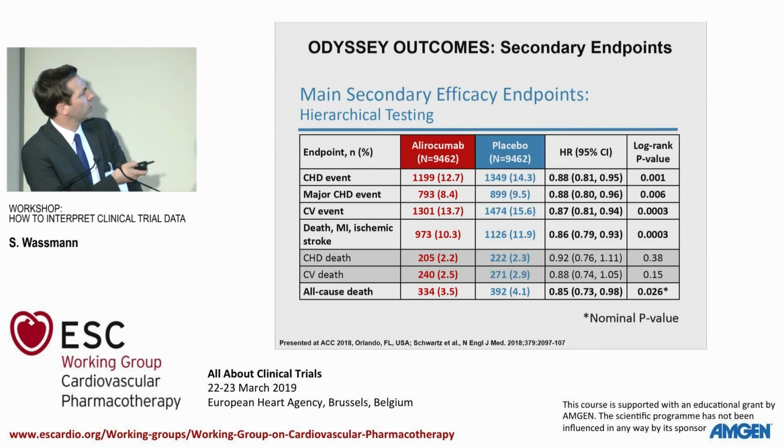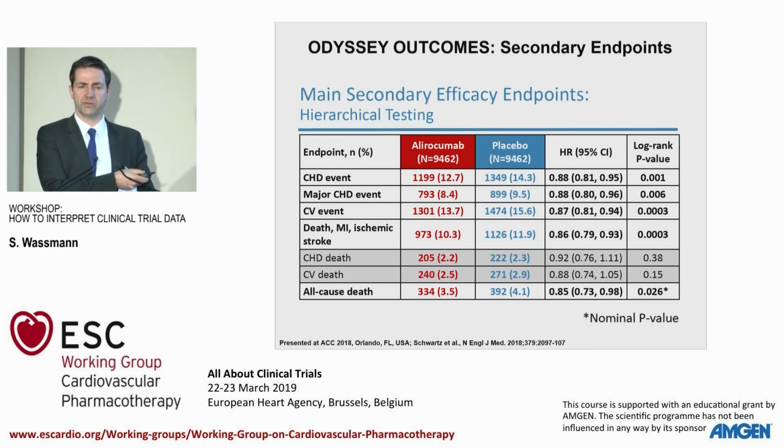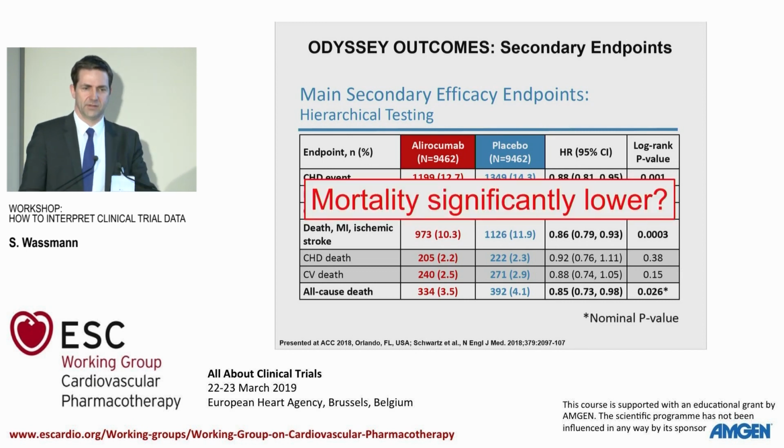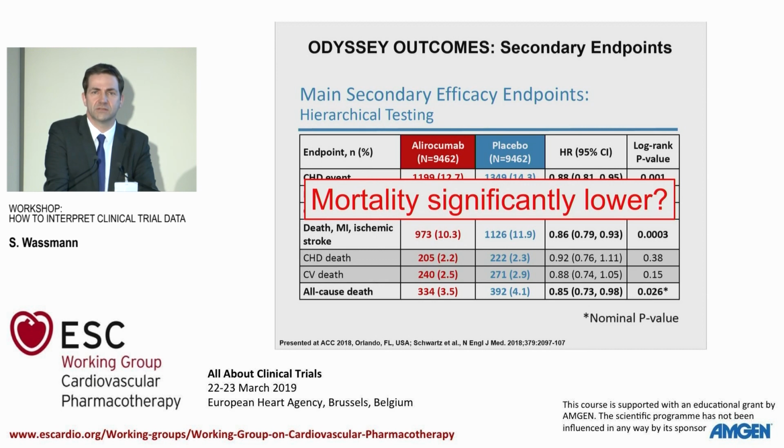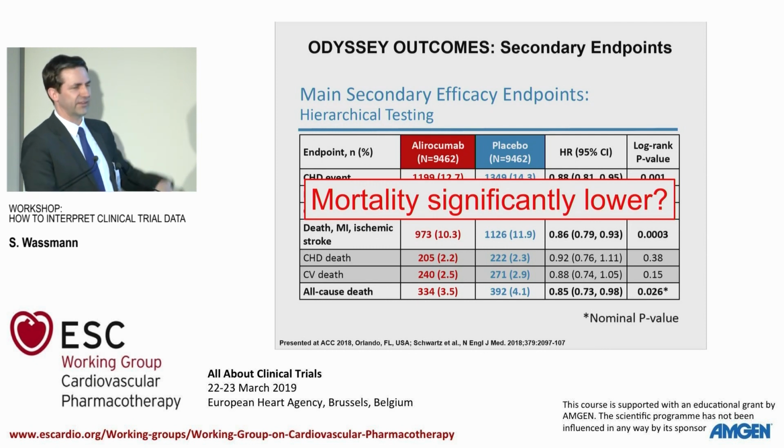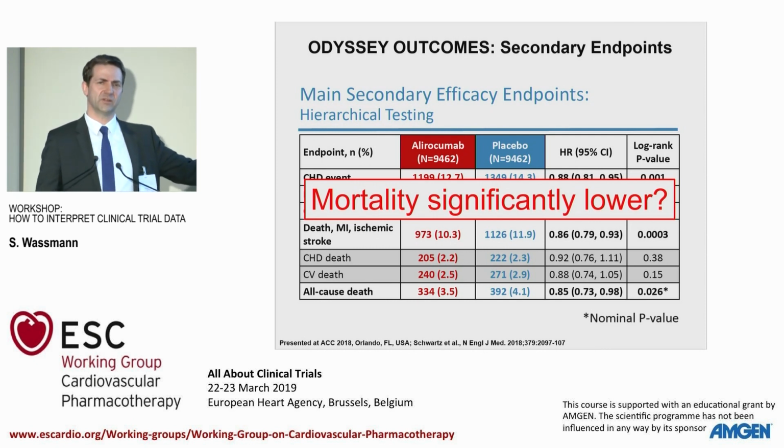What I would like to show you here is, for example, this is the MACE endpoint, which is reduced. This is cardiovascular death, not reduced, and now here's all-cause death, 0.026. So is this significantly lower? I can't ask you. So again, the question is, what does it mean really? It looks quite good, but look at this. It's a nominal p-value. It's hierarchical testing. It's very much down at the bottom. It wasn't done for this.